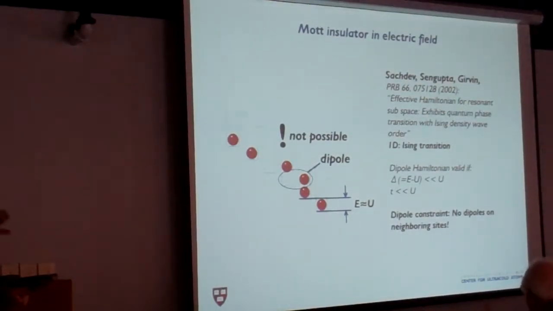Because it's not energetically allowed to go there. It has to come back. It can do it virtually, maybe, but it has to come back. And the same here. But this atom has already tunneled. This is empty now. So this atom cannot go here. This is not allowed.